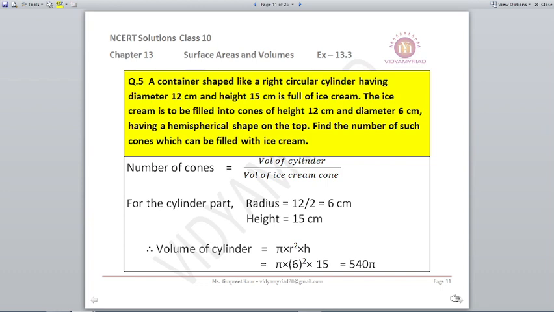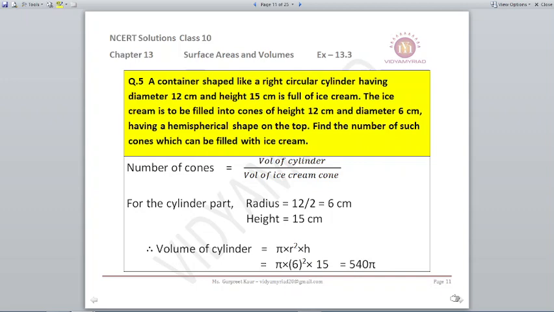A container shaped like a right circular cylinder having diameter 12 centimeters and height 15 centimeters is full of ice cream. The ice cream is to be filled into cones of height 12 centimeters and diameter 6 centimeters having a hemispherical shape on the top. Find the number of such cones which can be filled with ice cream. Now to find the number of cones, we need to find out the volume of the cylinder and the volume of the ice cream cone.